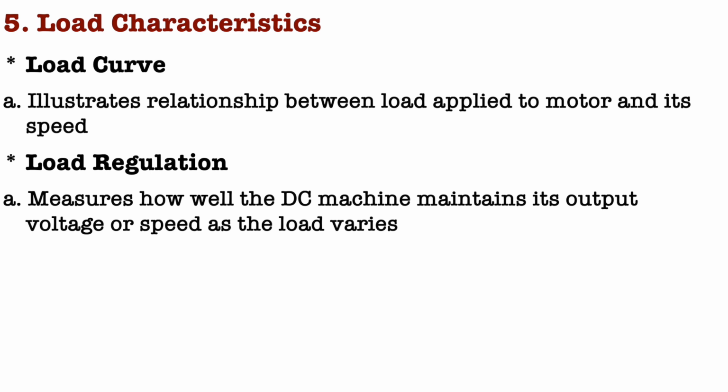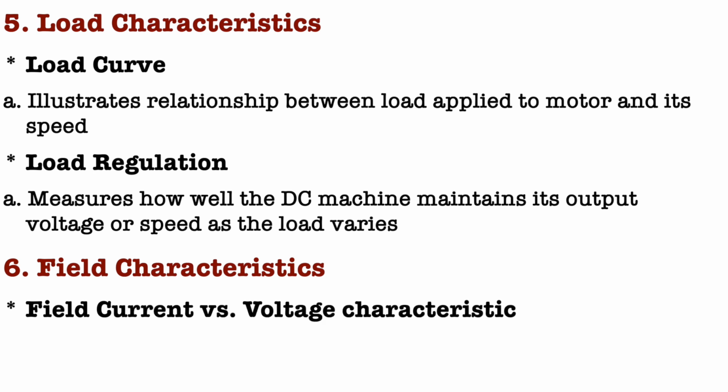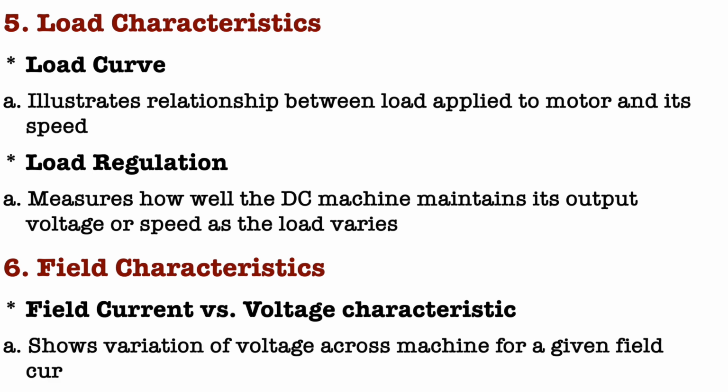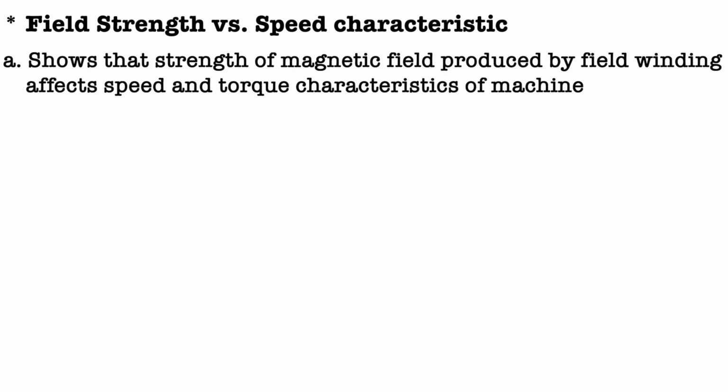Next characteristic is the field characteristics. So when we talk of field characteristics, we have field current versus voltage characteristic and field strength versus speed characteristic. Field current versus voltage shows how the voltage across the machine varies for a given field current, whereas field strength versus speed characteristic shows the strength of the magnetic field produced by the field winding and how it affects the speed and torque characteristics of the machine.